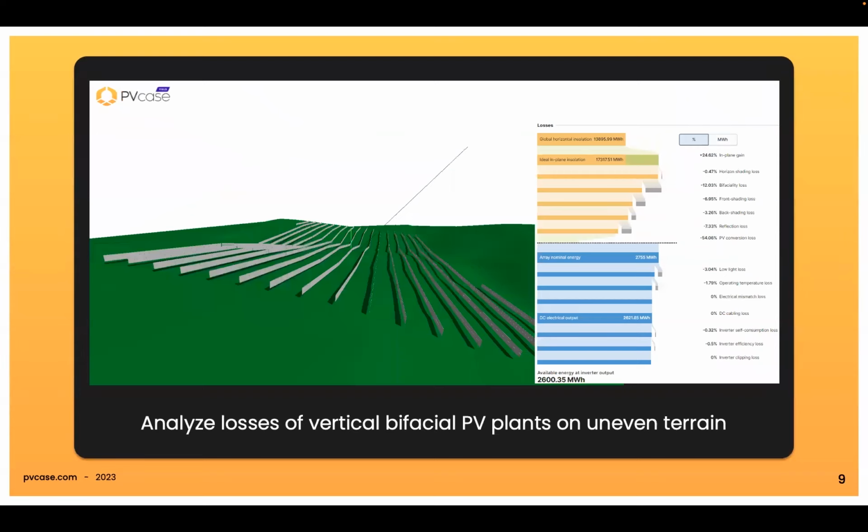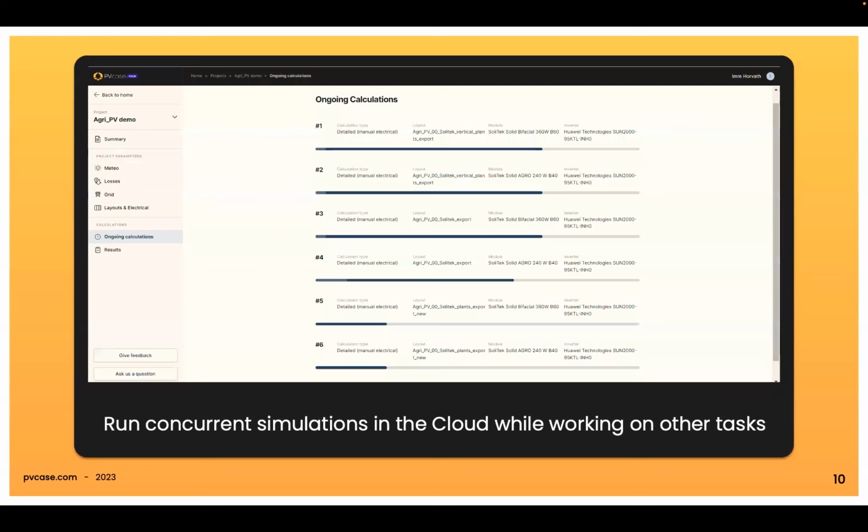After running simulations with our tool, users can analyze the losses, time series, like they normally do. On top of that, because our tool is cloud-based, we are enabling our users to run multiple parallel simulations without consuming resources in the local machine, which allows them to continue working on other tasks.